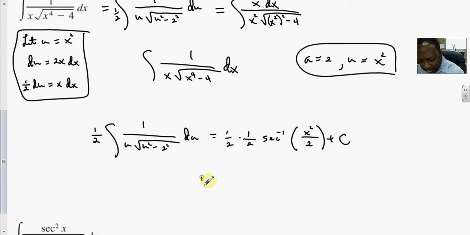And this gives us, for our answer, you can simplify that to 1/4 secant inverse of x squared over 2 plus c.